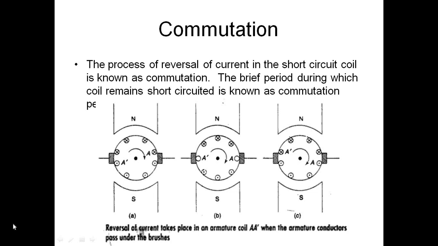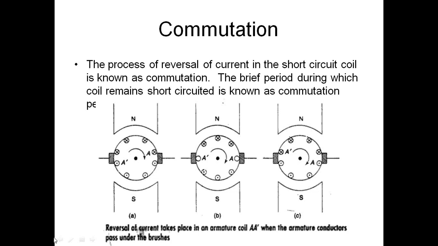Good morning to all. Today we are discussing commutation of a DC generator. The process of reversal of current in the short circuit coil is known as commutation. The brief period during which the coil remains short circuited is known as the commutation period.